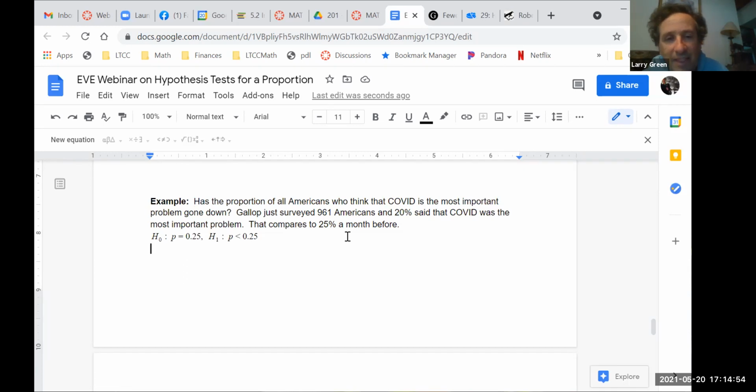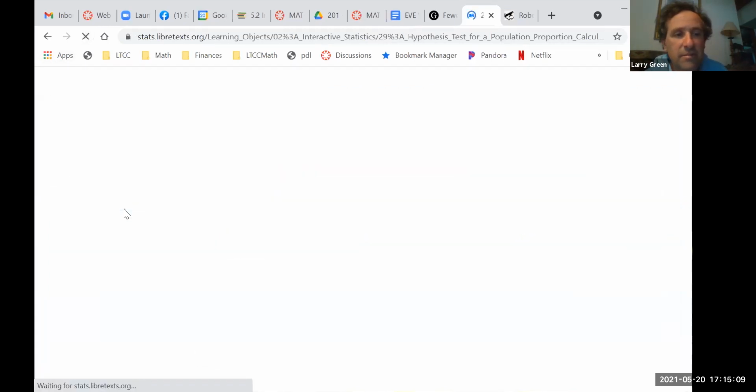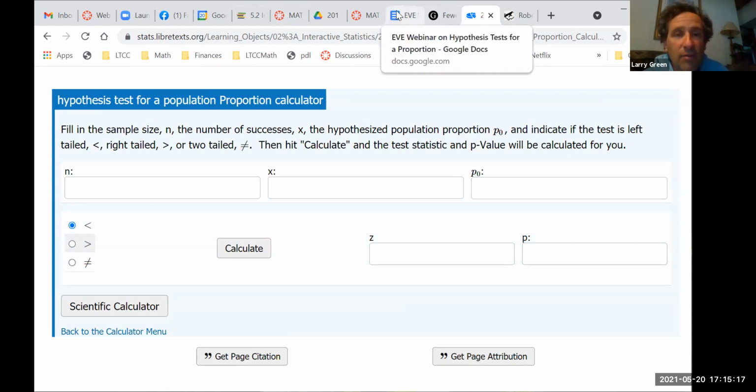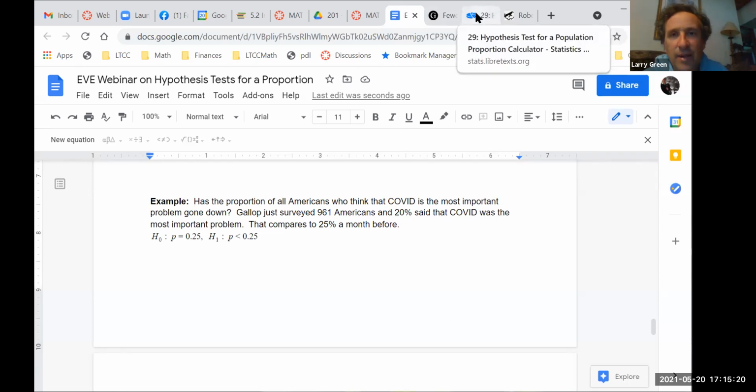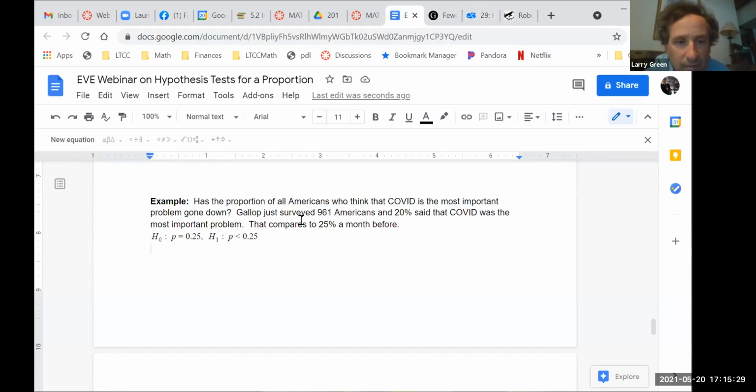All right, so now that we've got that, what we can do is go to our calculator. We're going to use the same calculator. That's the good news. By the way, if you want to erase everything, you just hit refresh. That just puts all the boxes blank, and that way we can start over again. N is 961. We have X, and X we have to do a little work on. X is going to be 20% of 961, and that's 0.2 times 961.